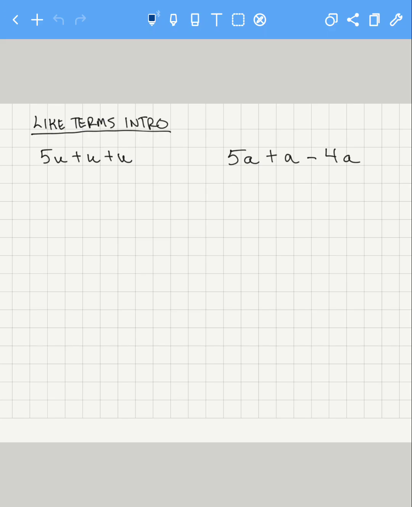Terms are anything that are being added or subtracted. Like for example, this 5u plus u plus u, 5u, u, and u are all terms. Those terms are being added. Now, just to break down what 5 times u means, it means u plus u plus u plus u plus u. Anytime you have repeated addition, it means multiplication.